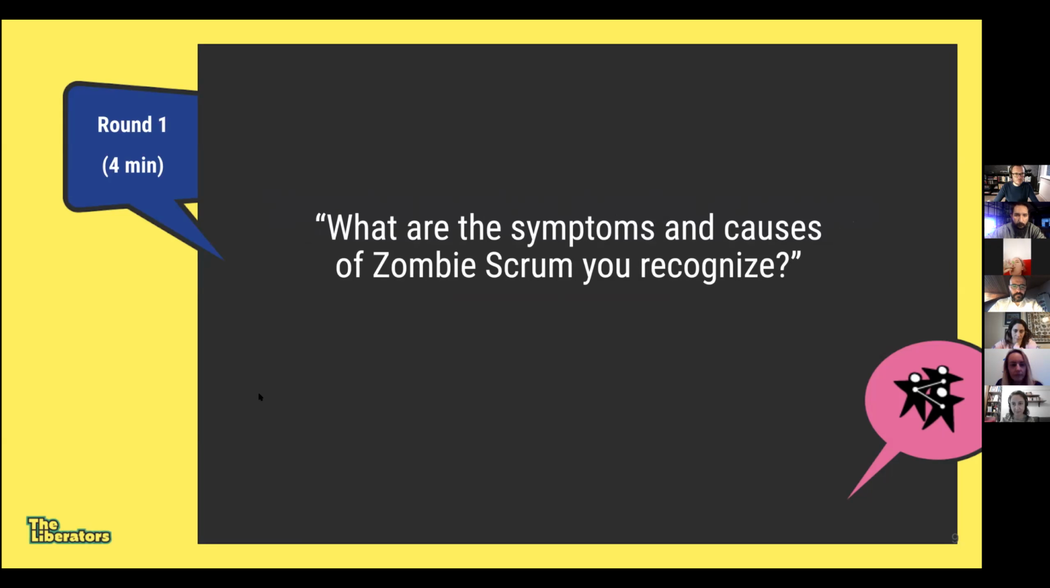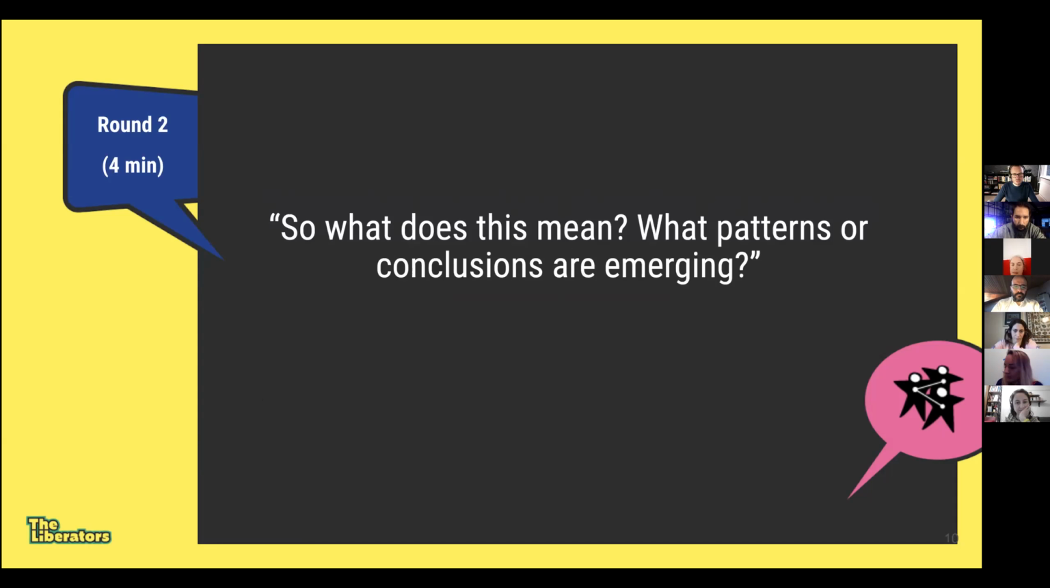While Umut is preparing the breakout rooms for the second round with new people, you will have a conversation about this question. So based on the symptoms and causes, if you take that into account, what does it mean to you personally? What patterns or conclusions are emerging? So if you take the symptoms and causes of zombie Scrum into account, how would you interpret it? What patterns or conclusions can you make based on that? What does it tell you about Scrum or working as a team or an organization? See if you can make sense of that.